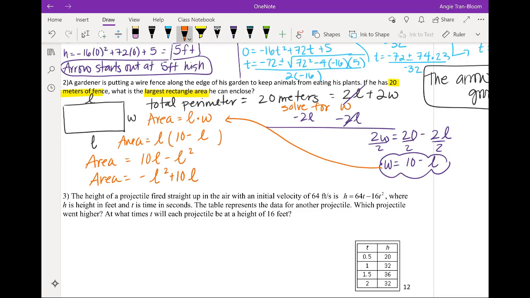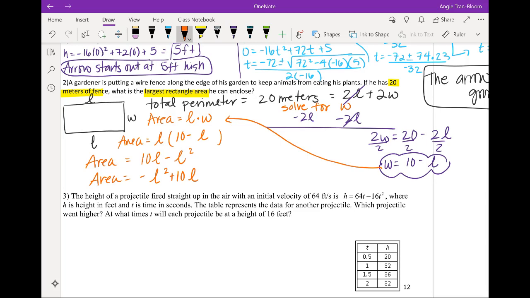So I want you to imagine this picture. It's a parabola opening down. I'm looking for the biggest area. Where would that be? Very top or very bottom? Probably top, because isn't the top higher than the bottom? What do we call that at the top in a parabola? It's called the vertex. Okay.